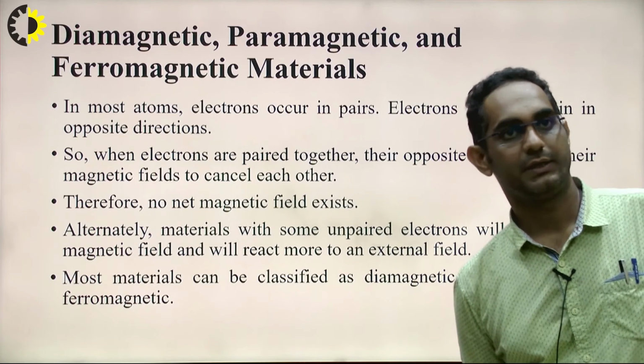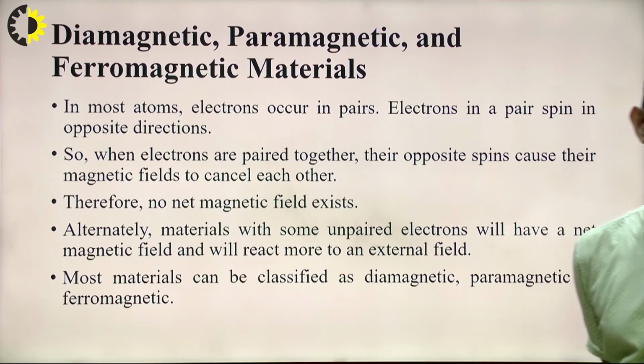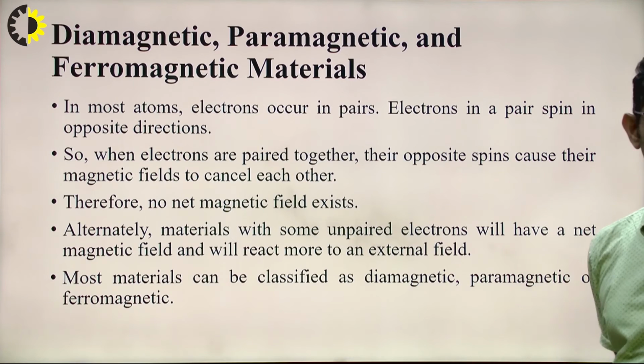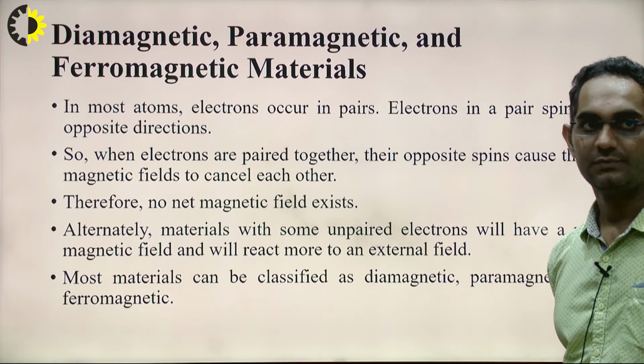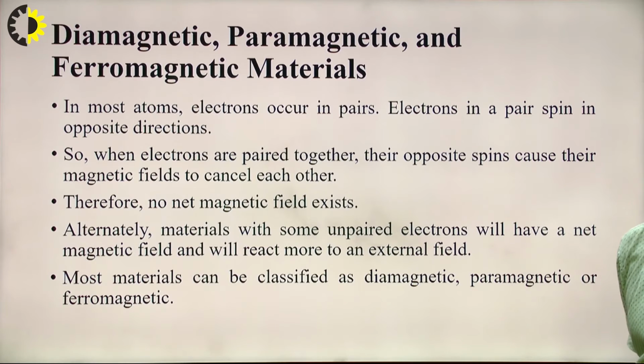Then in diamagnetic, paramagnetic and ferromagnetic materials, in most atoms electrons occur in pairs. Electrons in a pair spin in opposite directions.